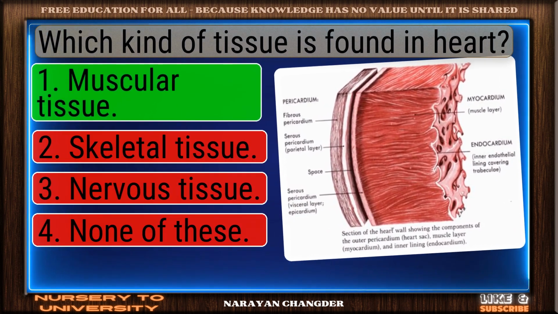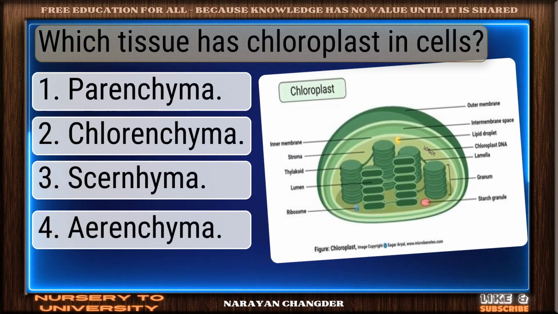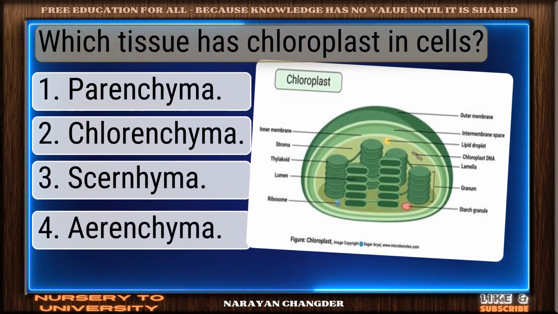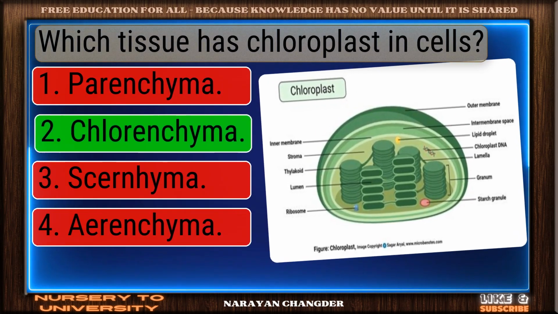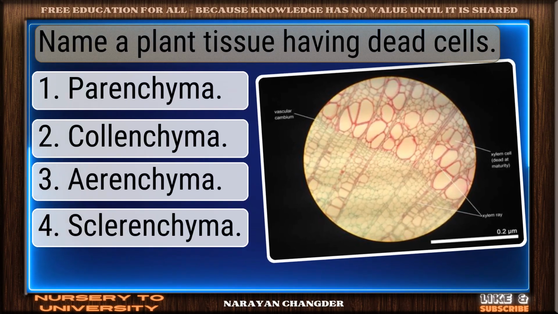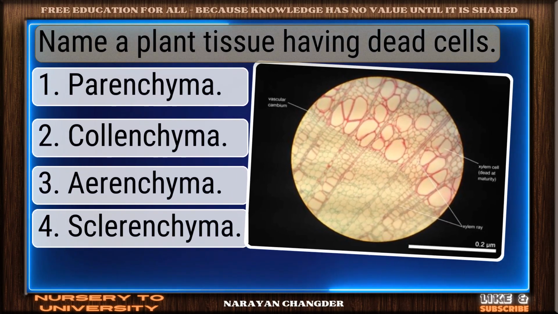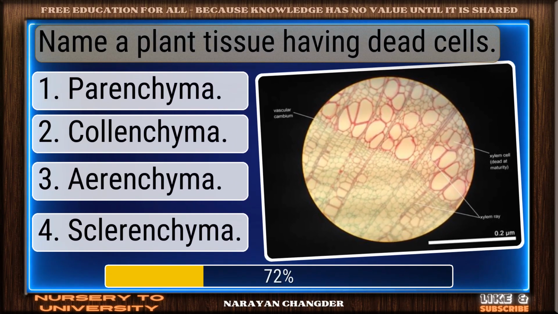Good thinking. Muscular tissue is the right answer. Question number 88. Which tissue has chloroplast in cells? Well done. Sclerenchyma is the right choice. Question number 89. Name a plant tissue having dead cells.